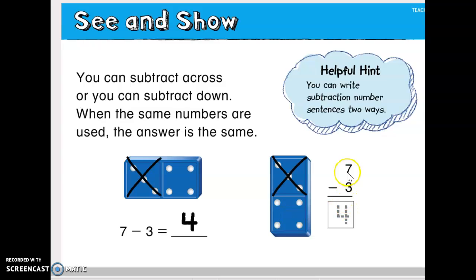And then 7 minus 3 this way is also the same number, 4.